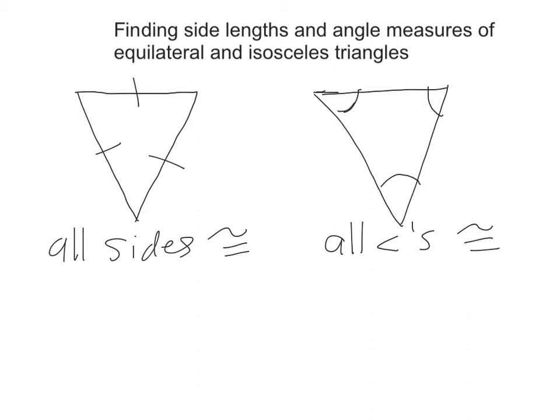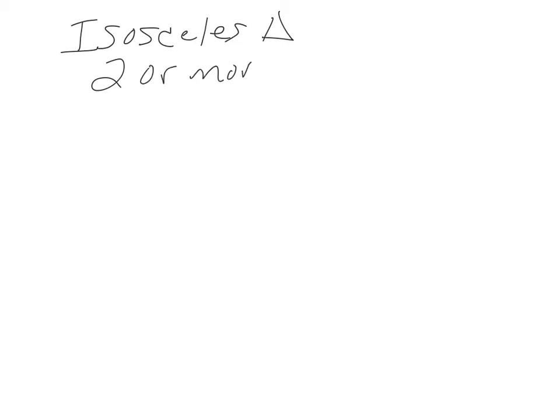Another type of triangle that we're looking at learning about is called the isosceles triangle. And all equilateral triangles are isosceles triangles, for whatever that's worth. The definition is that two or more sides are congruent or equal.